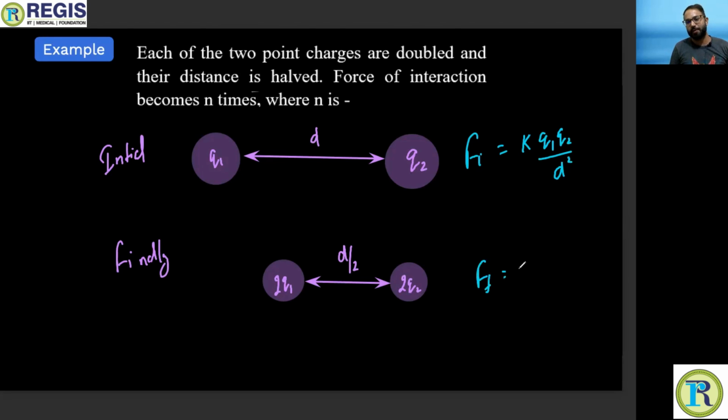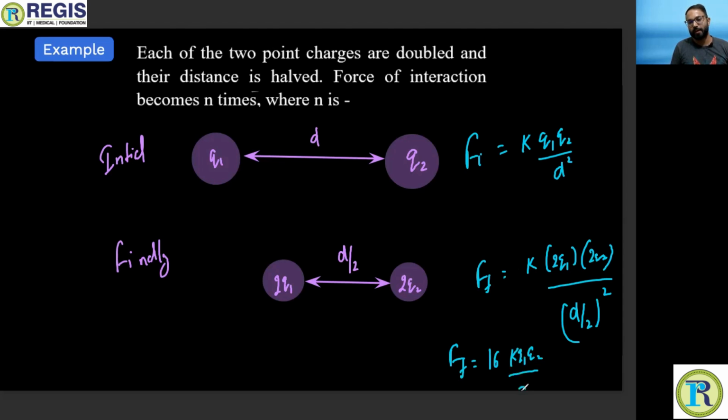And the final force is how much? The K constant is the same. Now the charges are doubled, so we have 2 times Q1 into 2 times Q2 divided by D, which is halved, the new distance D by 2 whole square. Clear? So we can see the final force will be 16 times K Q1 Q2 divided by D square. And from here we can see the final force between the charges is 16 times the force that was between them initially.